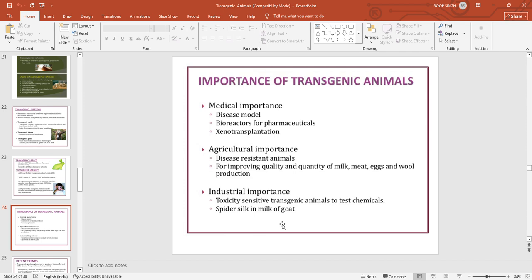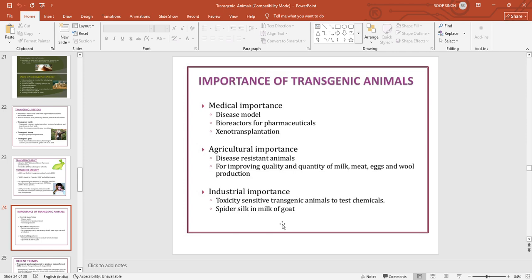So now we'll go through why these transgenic animals are beneficial. What is their significance? What is their importance? In the field of medicine, they can be used as a disease model for studying cancer or Alzheimer's disease or any other disease. They can be used as a bioreactor for pharmaceuticals. Various pharmaceutical drugs can be produced, particularly recombinant protein for therapeutic purposes.